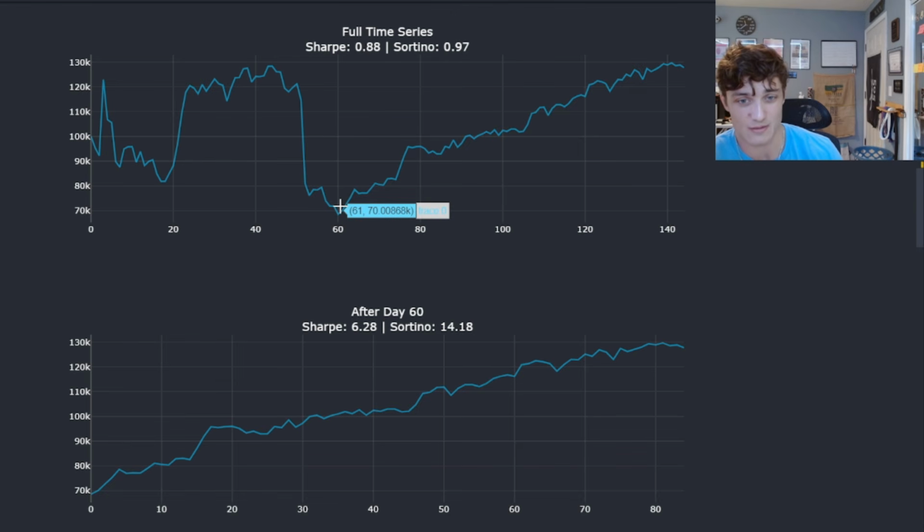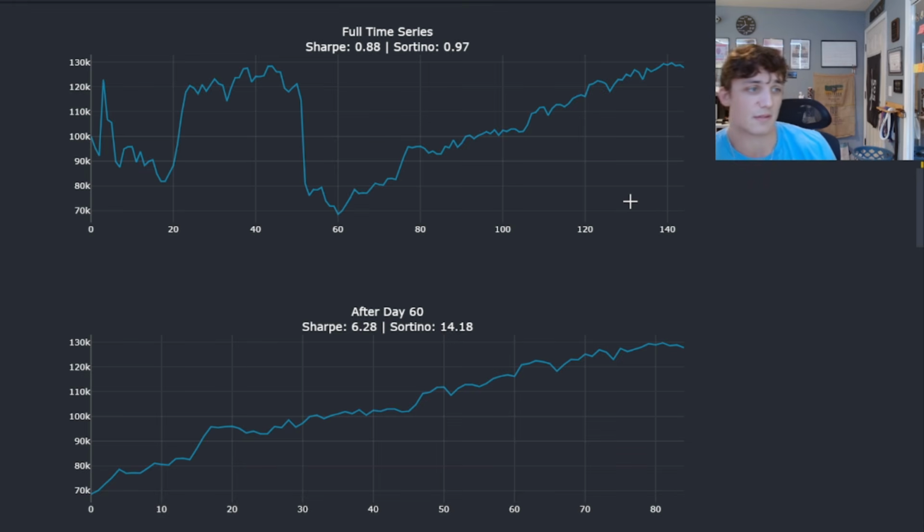And since then, the waters have been pretty calm and the environment has made itself very clear. Vol is incredibly cheap right now. And I was able to climb back up to about 130,000. But over the course of, this is what, almost 80 days here.